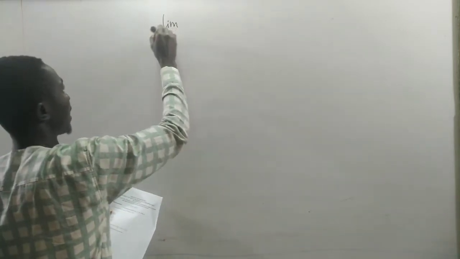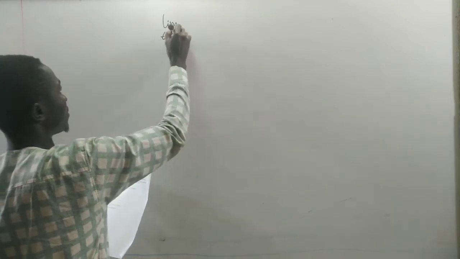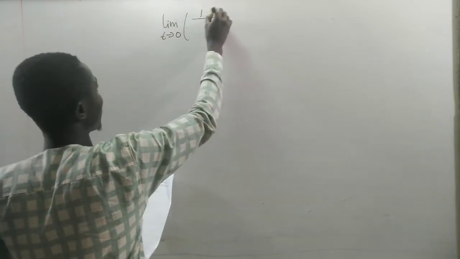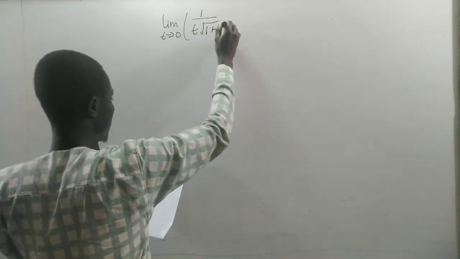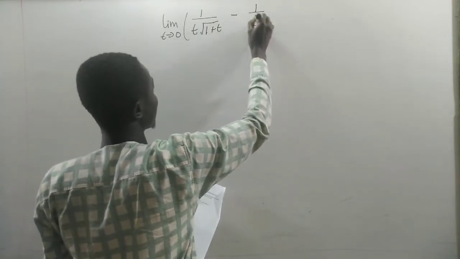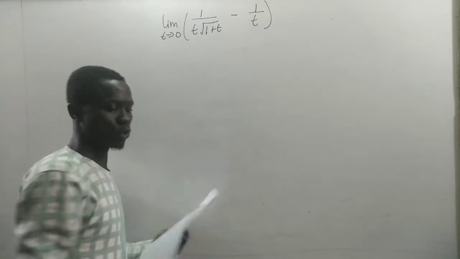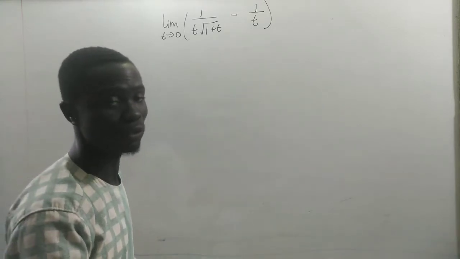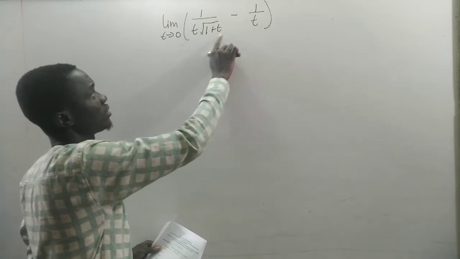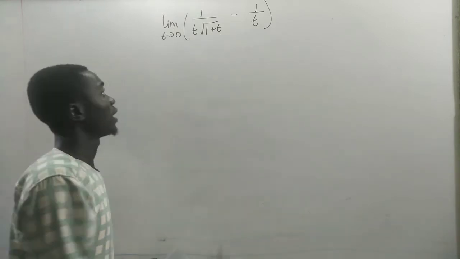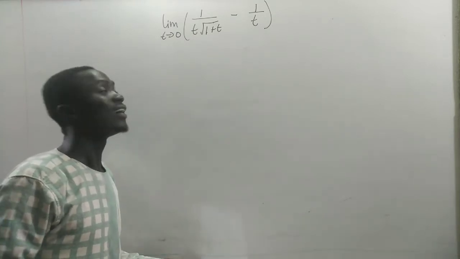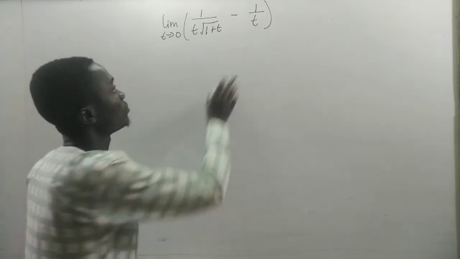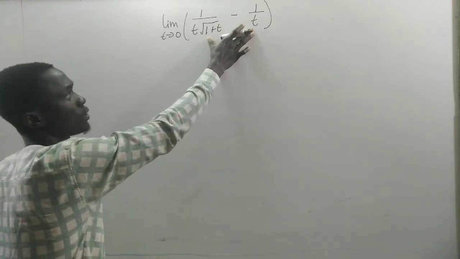So the first one is that you have to evaluate the limit as t approaches 0 of 1 divided by t times root 1 plus t minus 1 divided by t. I think I've solved a similar question in one of my limits videos, but when I was solving, I made it h. I made it as h approaches 0. So I think this is an assignment question, so let's solve it. Now, before we do this, let us simplify what we have here.